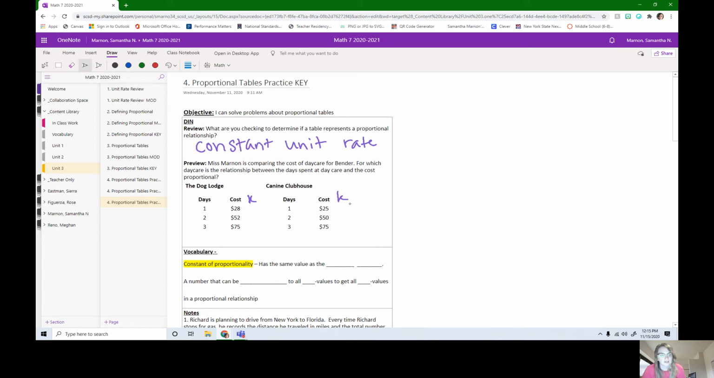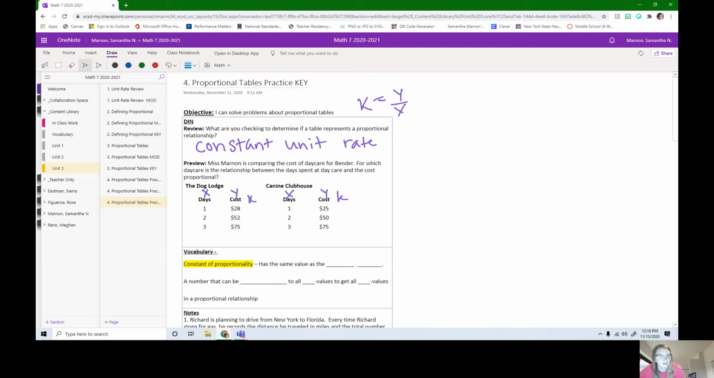Okay, so you should have already calculated the unit rates for all of these daycares. So we have the Dog Lodge and we have Canine Clubhouse. If I were to divide this out, we're going to have this be my X, this be my Y, this be my X, this be my Y. We know that K, or unit rate, is equal to Y divided by X. So we're going to take each Y and divide it by X.